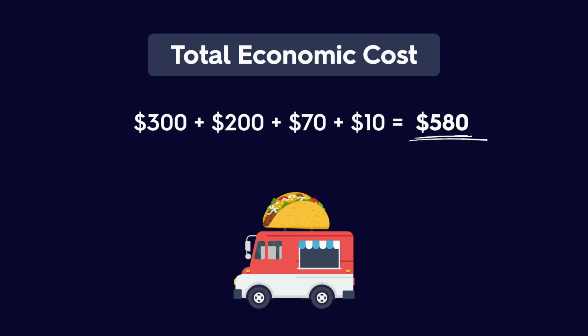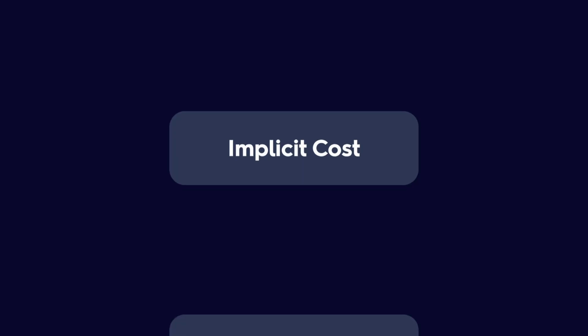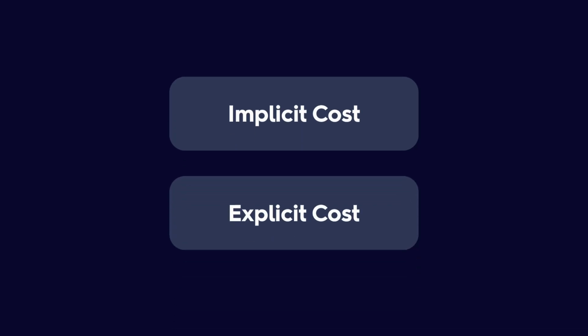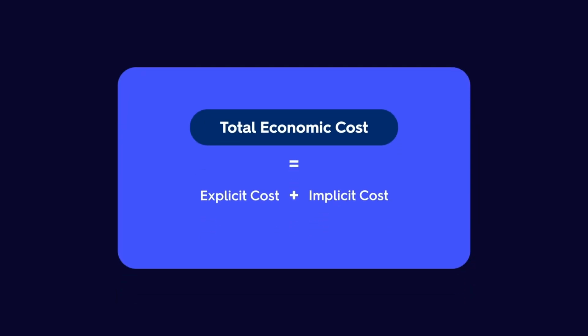$580. A common mistake is to ignore implicit costs when no cash is spent, but the value of what you give up still matters. Economists consider both to see the full picture. So far, we have covered that economic cost equals what you pay plus what you give up.